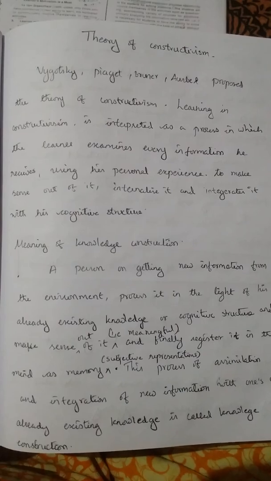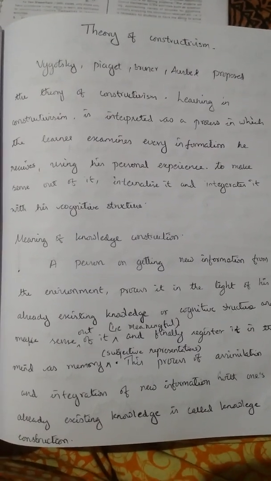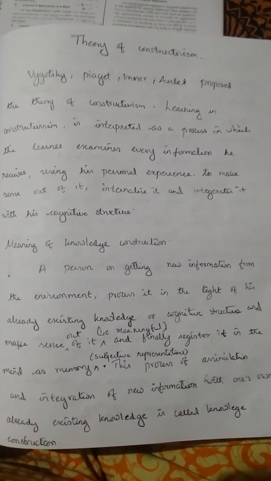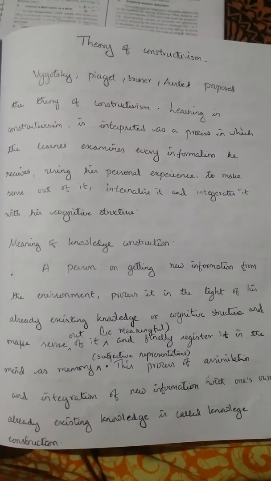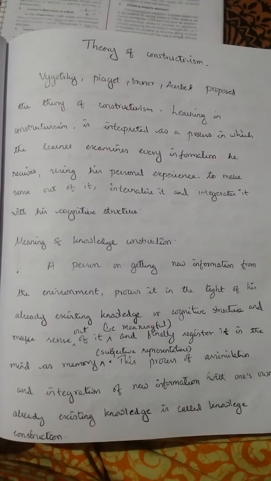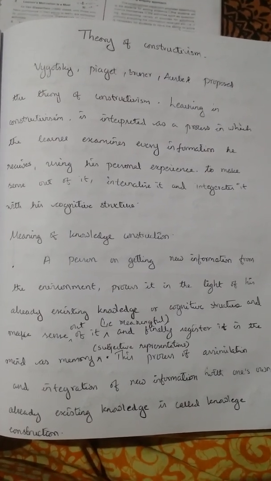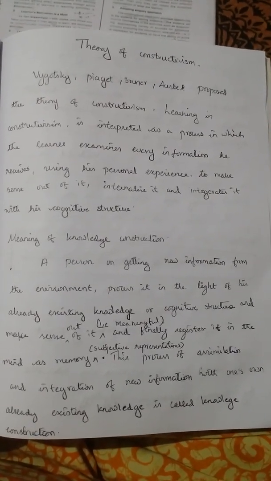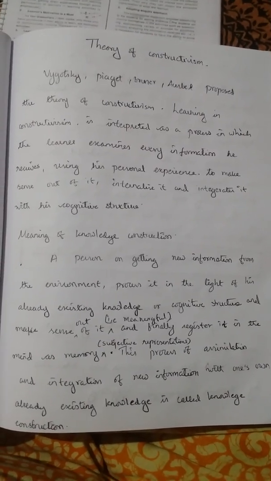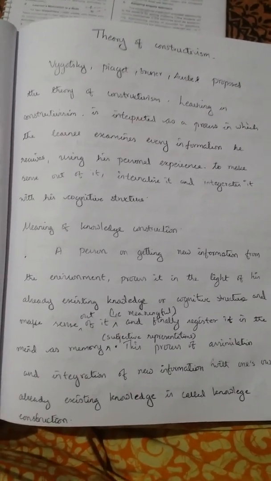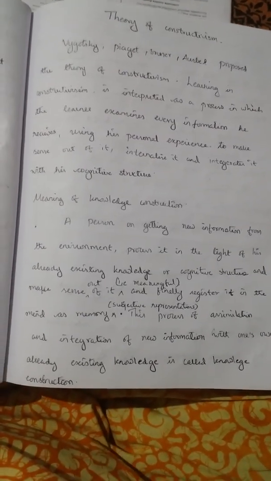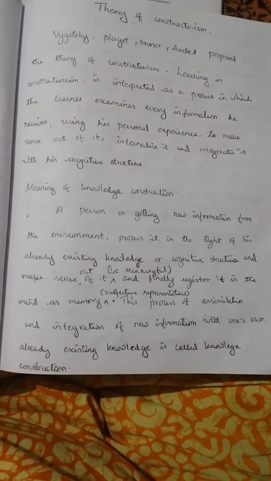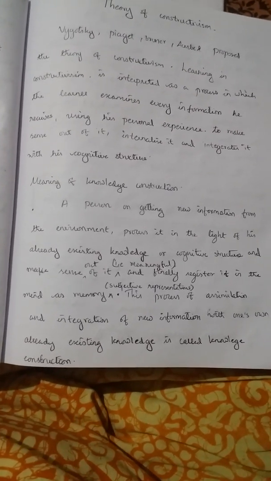And in the next heading, we'll see about the meaning of knowledge construction. A person, on getting new information from the environment, processes it in the light of his already existing knowledge or cognitive structure and makes sense out of it that is meaningful, and finally registers it in the mind as memory that is called subjective representation. This process of assimilation and integration of new information with one's already existing knowledge is called knowledge construction.